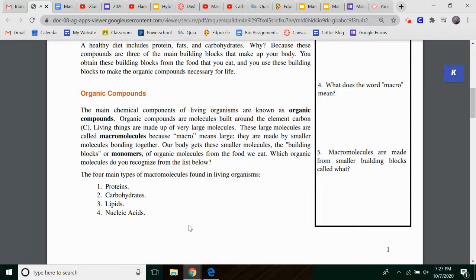Our body gets these smaller molecules, the building blocks or monomers, of organic molecules from the food we eat. Which organic molecules do you recognize from the list below? The four main types of macromolecules found in living organisms are proteins, carbohydrates, lipids, and nucleic acids.